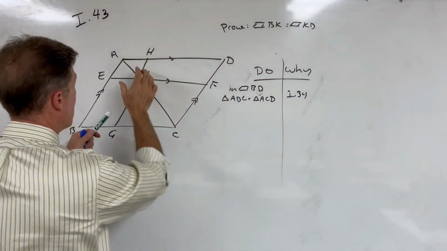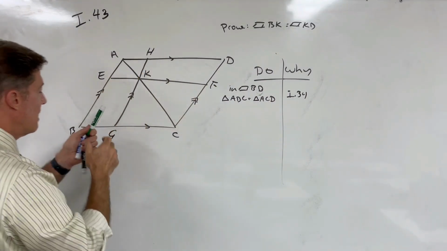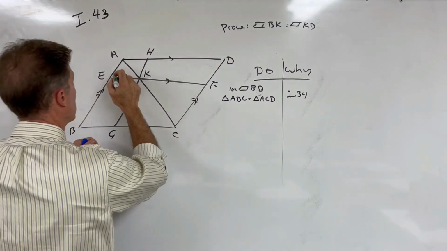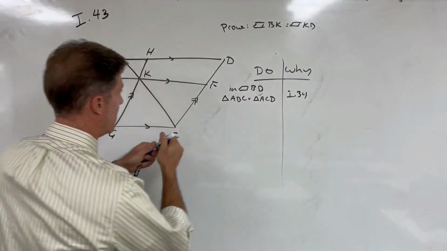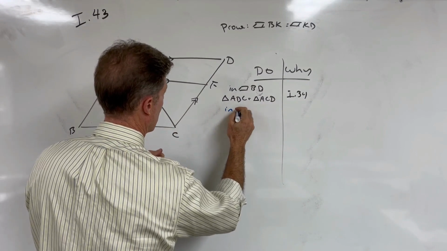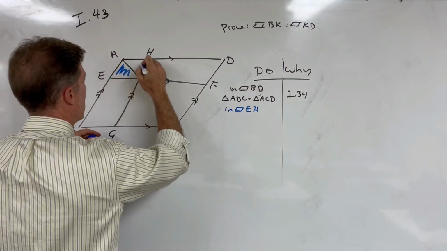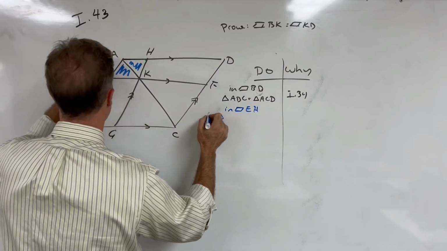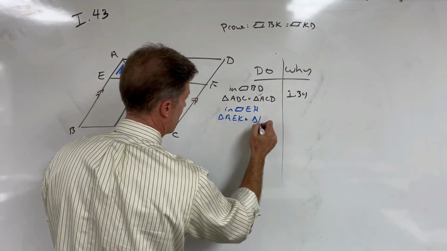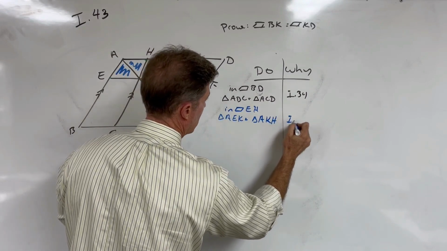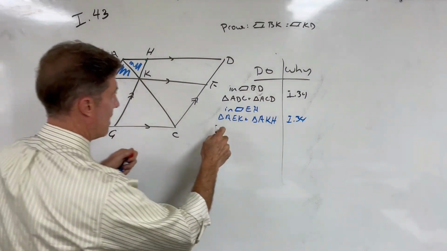Now let's look at a couple of smaller parallelograms. Let's look at EH, and then we're going to look at GF. In parallelogram EH, we can see that this triangle is equal to this triangle. So triangle AEK is equal to triangle AKH. Again, Prop 34.